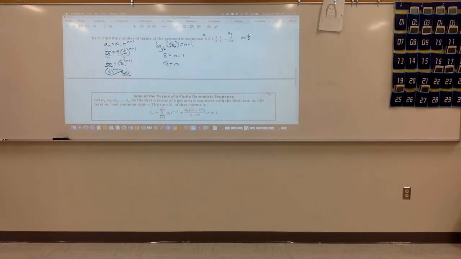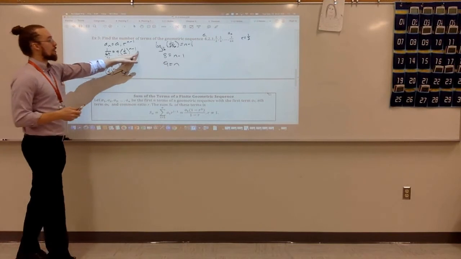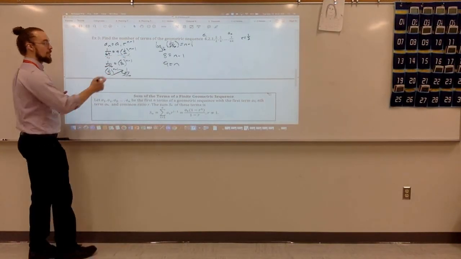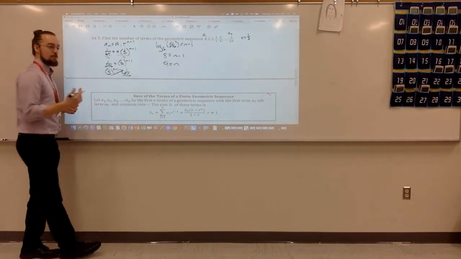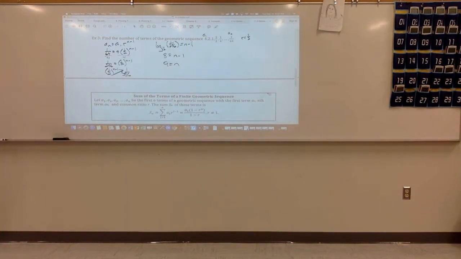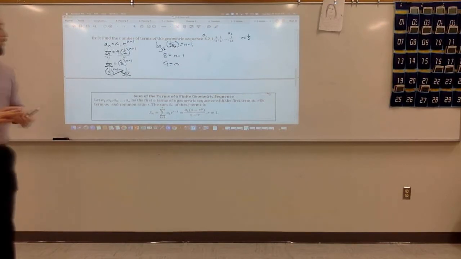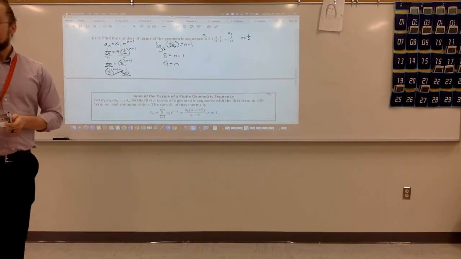Okay? Whenever we have a variable in the exponent, we need to use a log to solve. Okay? Good thing that was simple. I knew we were going to use log. Questions on that?